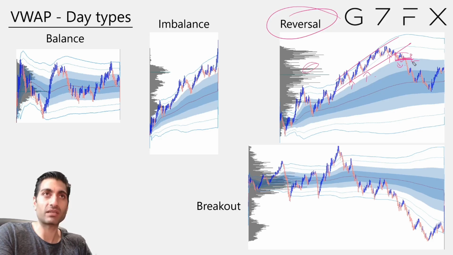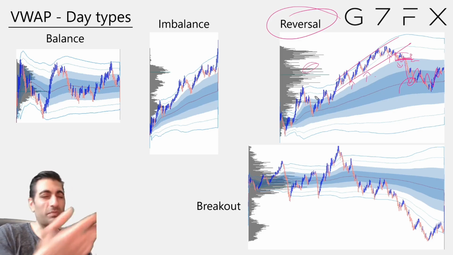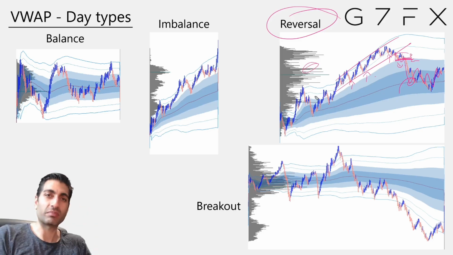Oh, we might be going back into balance. So you get short here into a balance environment. Take the trade back to VWAP. I talked a bit about this, taking the trade back to the point of control in the composites.